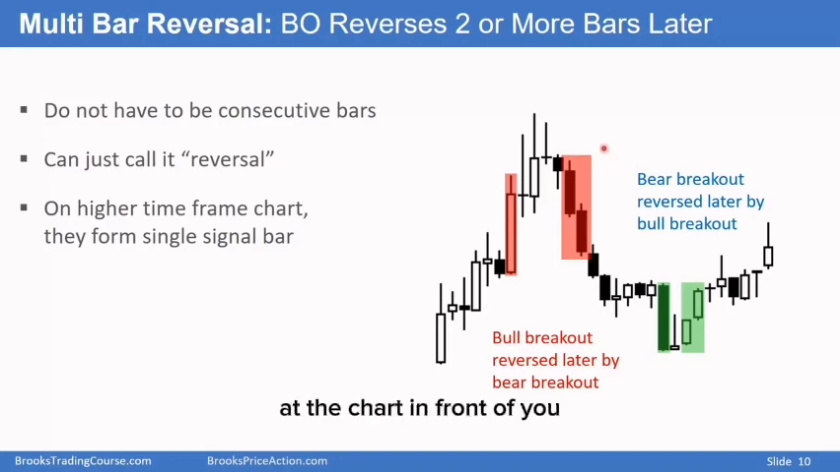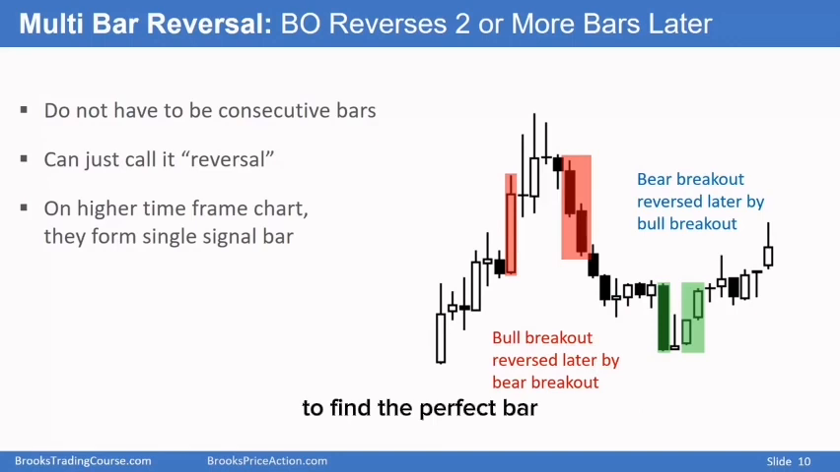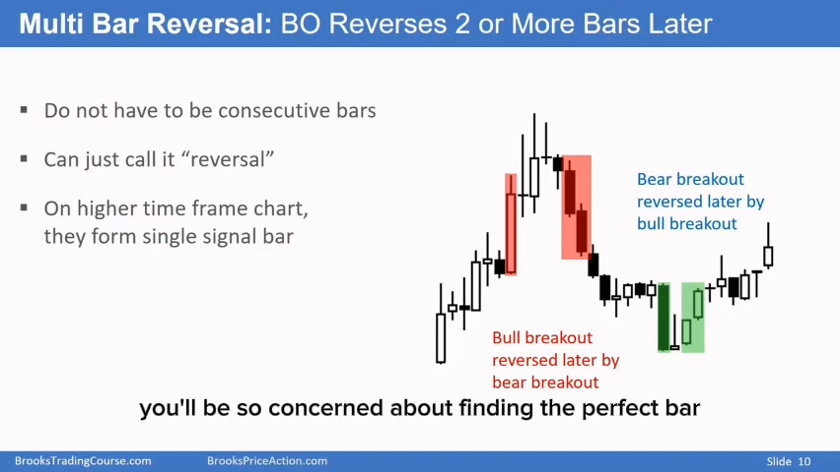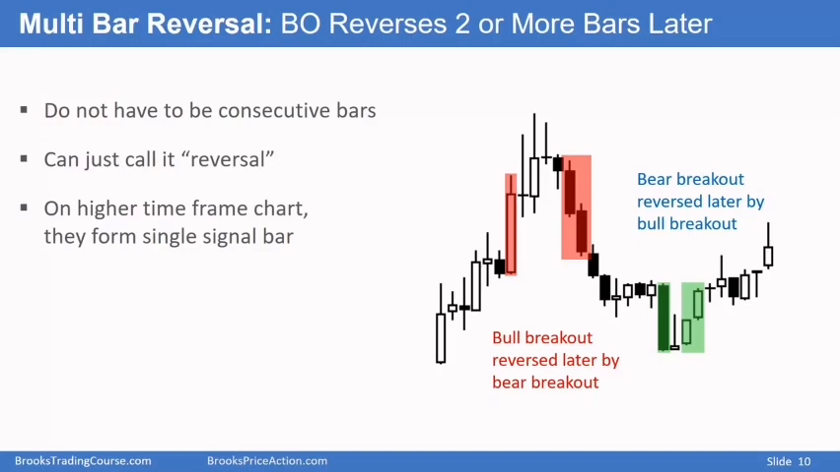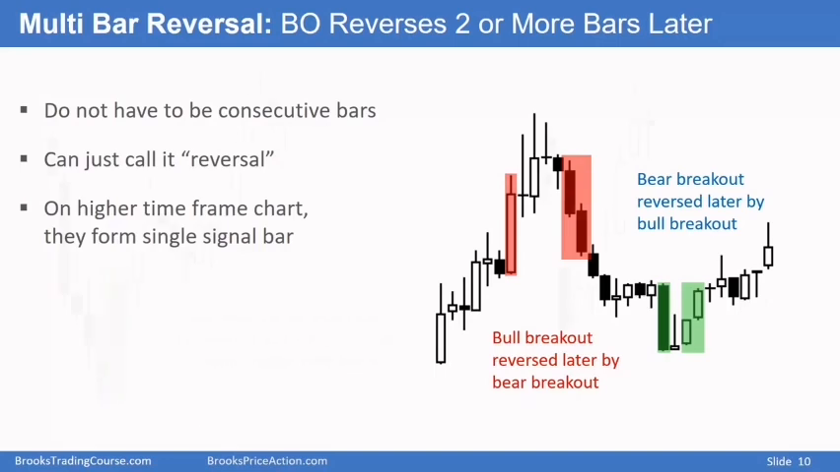All you do is look at the chart in front of you and try to understand what the market is doing, and then look to enter based upon what's in front of you. Otherwise, you might have to look at 10 charts to find the perfect bar, and you'll be missing the trade. You will not take the trade. You'll be so concerned about finding the perfect bar that you will not be devoting enough energy to placing the trade.